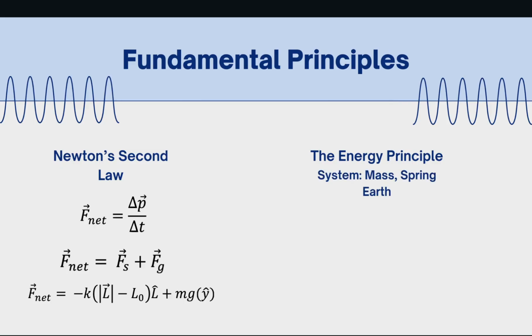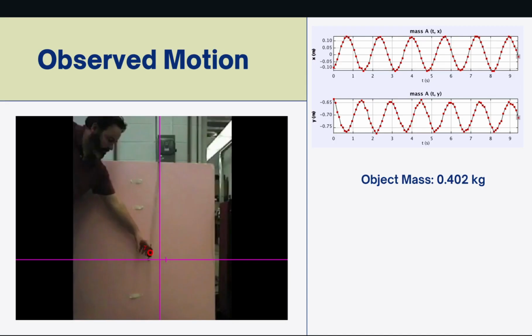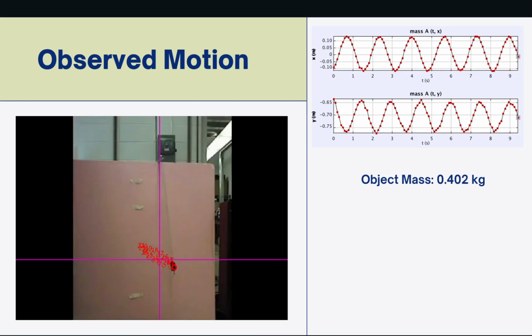Next, we use the energy principle with the system being the mass, the spring, and the Earth, and the surroundings here were nothing, so we can say that delta E system is the work of the surroundings plus the change in temperature. So we can say that the change of the energy of the system is equal to 0, and therefore the change in kinetic energy plus the change in potential energy of the system and potential gravitational energy is all equal to 0. So here we have the observed motion of the tracker, and as you can see, based on this, it creates an oscillation wave.